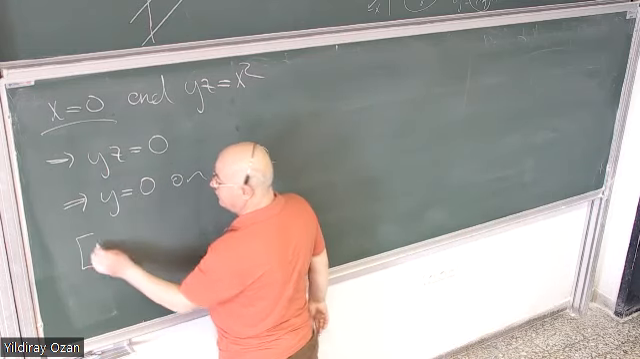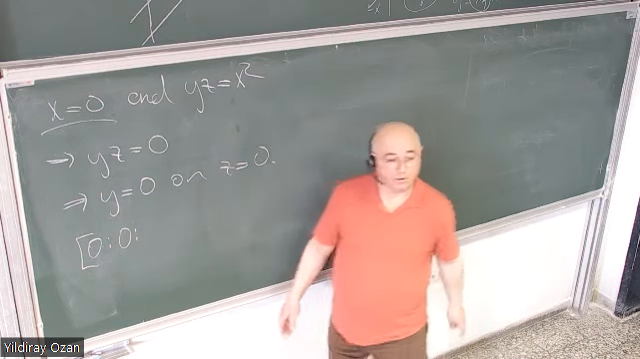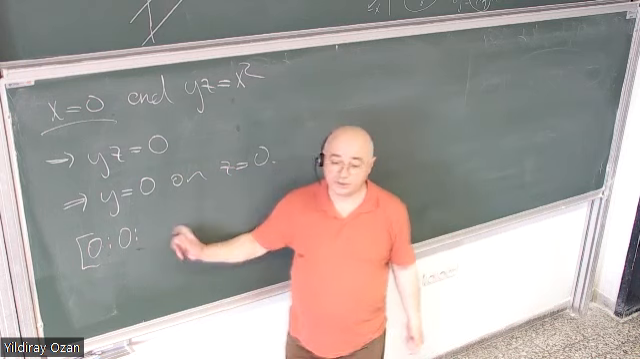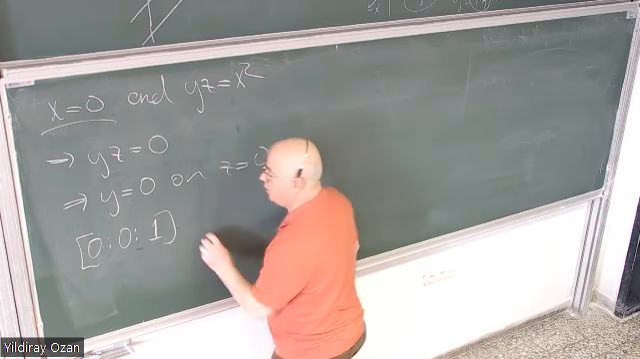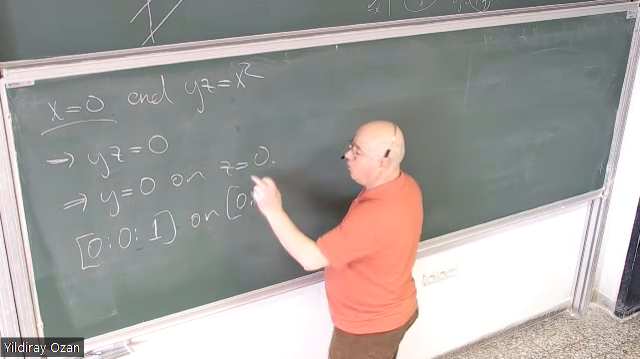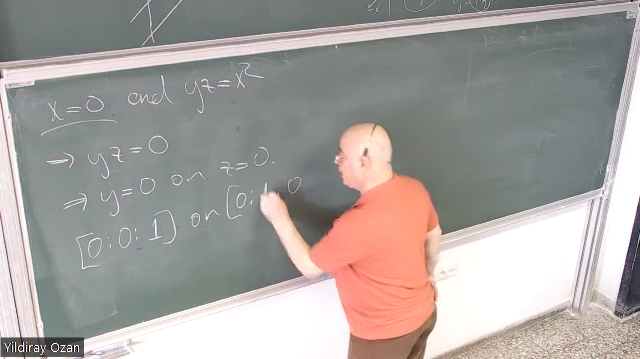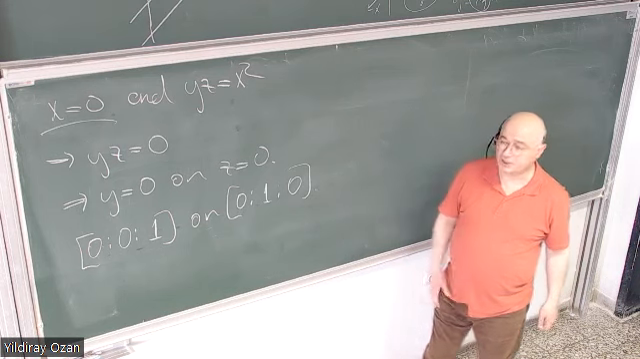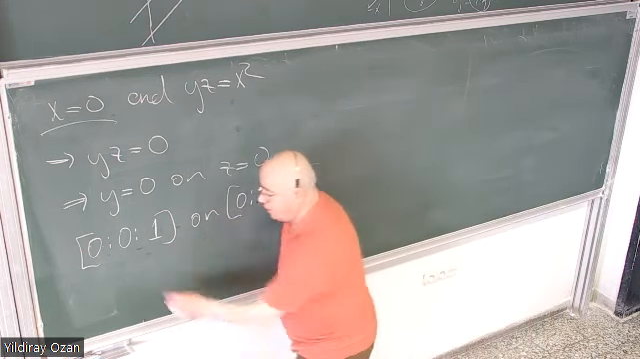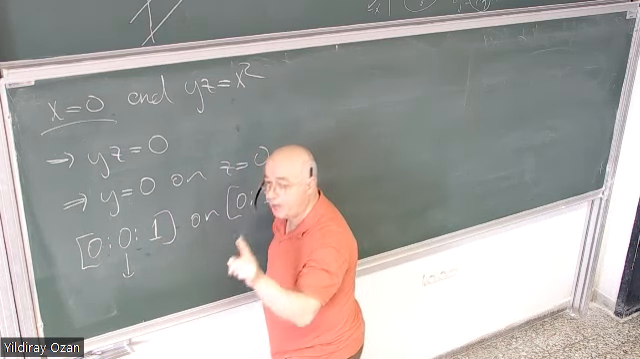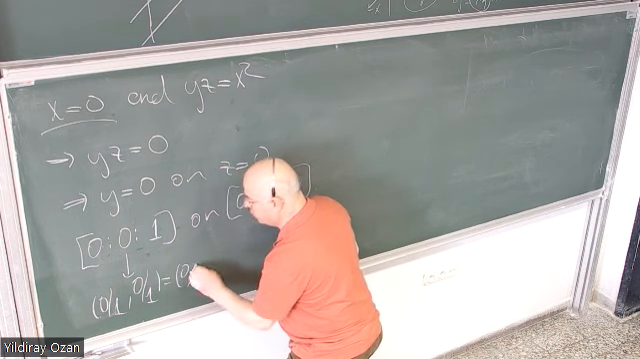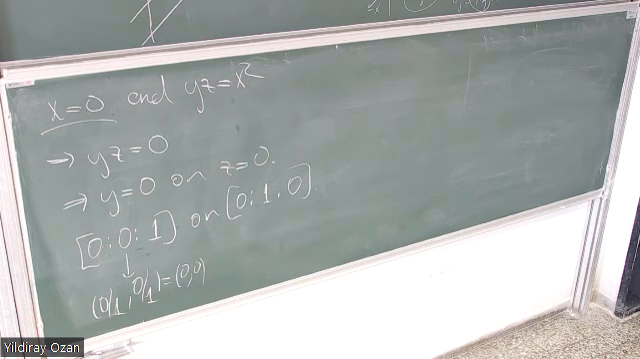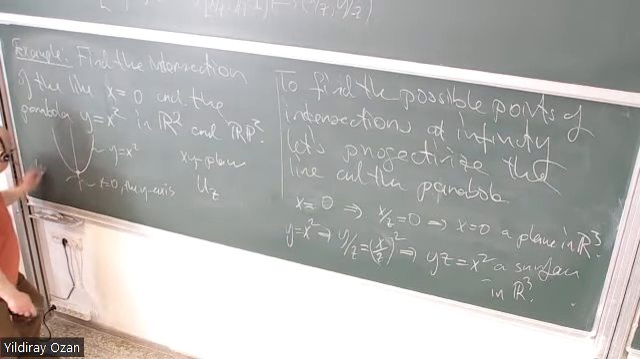What are they? X is 0, y is 0. What about the z coordinate? Well, if these are 0, the z coordinate cannot be 0. So it has to be a non-zero number. So we may just take it to be 1. Or x is 0, z is 0, but this time y has to be 1. So we get 2 intersection points. This intersection point in the coordinate plane u sub z corresponds to what? 0 over 1, 0 over 1, which is just the point 0, 0. This point is just the 0, 0 point.